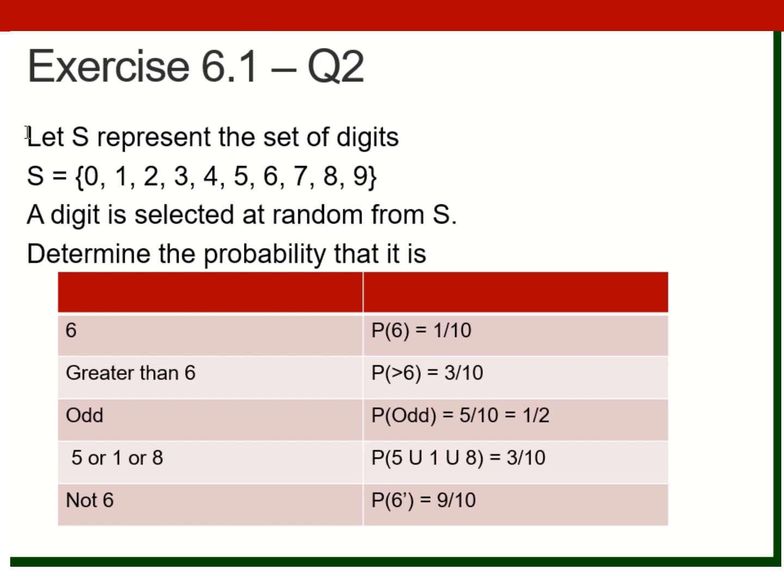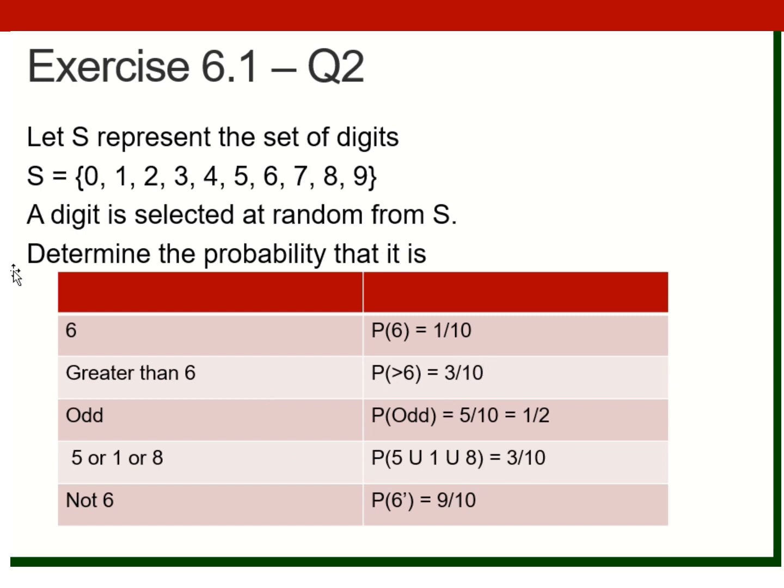They've given you some numbers here. A digit is selected at random from S. Determine that it is a 6. So 6 is 1 out of 10. You have 10 numbers here, right? Greater than 6. When you say greater than 6, 6 is not included. So 7, 8, 9. That is 3 out of 10.